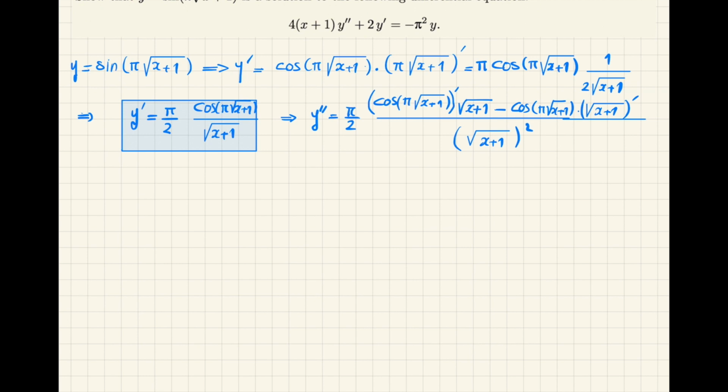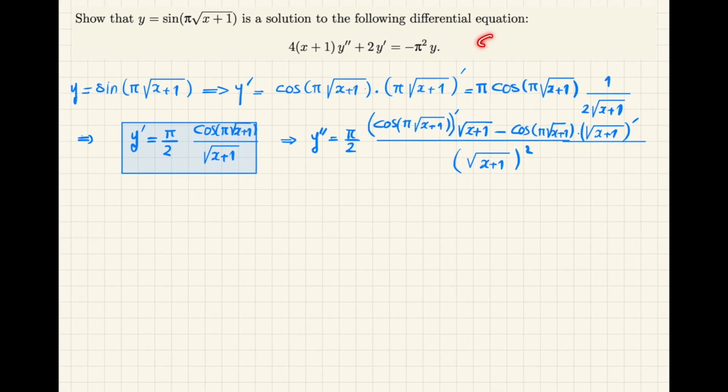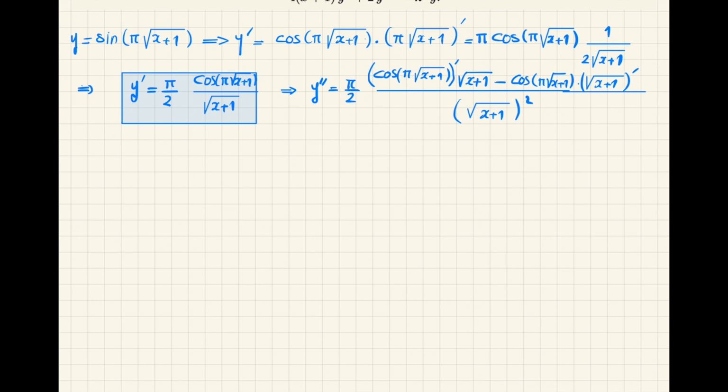So here I have the derivative of cosine, and this is very similar to the derivative of sine. But what you need to remember is that the derivative of cosine of u is not sine of u, it is minus sine of u, but multiplied by u prime. So here this function is playing the role of u, and then I have cosine u prime, so I have to follow this rule. Yes? So then I will continue.